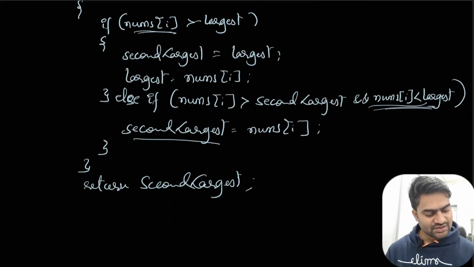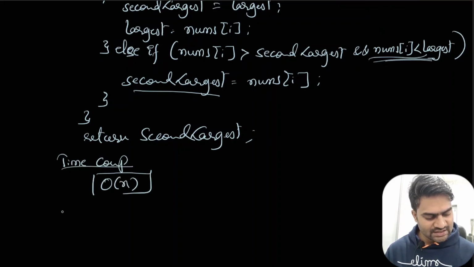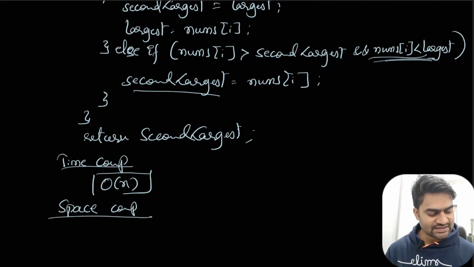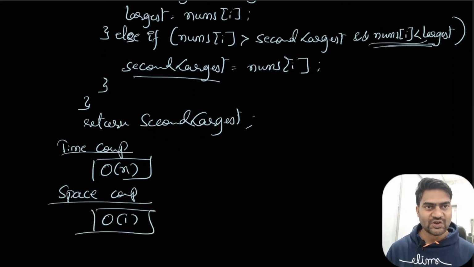Okay, so if you see its time complexity, it all happens in order n, and space complexity, we are not using anything extra, so that's why it is of order 1. Okay, so this is how we can solve this problem. Let's look into this problem in action.